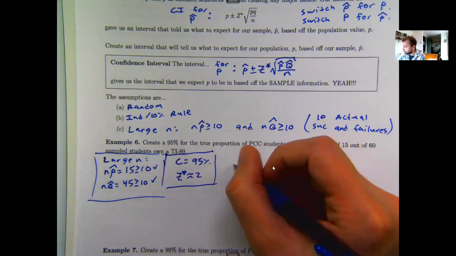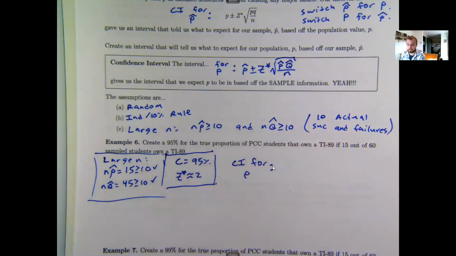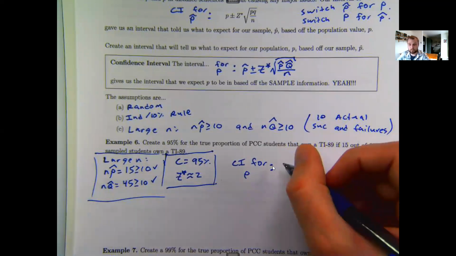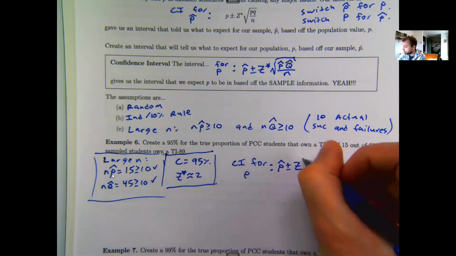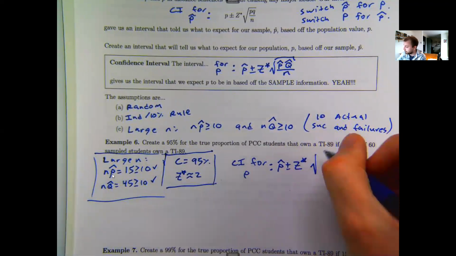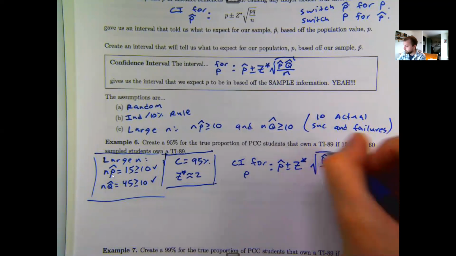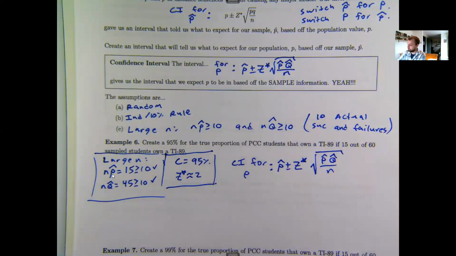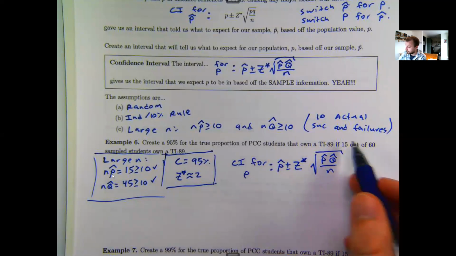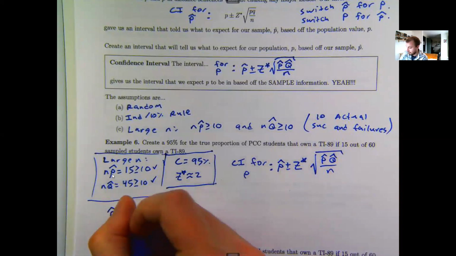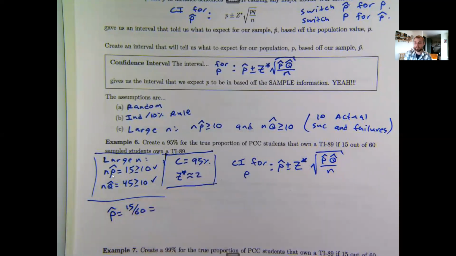I want to be 95% confident. So for my critical value for 95%, I'm going to go up and down about 2 standard deviations. And the formula I'm going to use for the confidence interval for the true proportion of PCC students that own a TI-89 calculator is going to be my success rate plus or minus my critical value times the square root of my success rate, my failure rate, over the number of samples. Okay, p hat. So I had 15 out of 60 as my sample success rate. So I'm going to type that into a calculator and I'll see what I get.